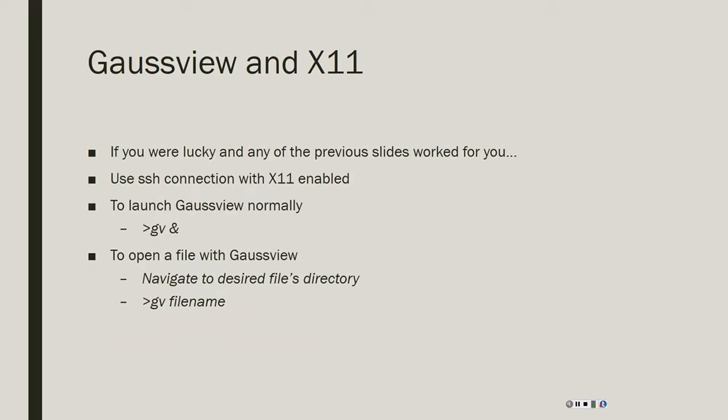And if you're lucky and these work for you, connect with X11 connection, and to launch Gaussian remotely, you can just type gv and that'll open an empty Gaussian window. If you want a specific file, navigate to the files directory, use Gaussian followed by the file, and then you can open that.